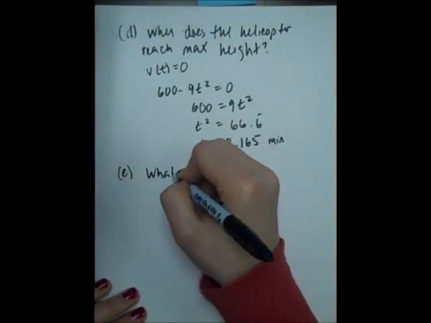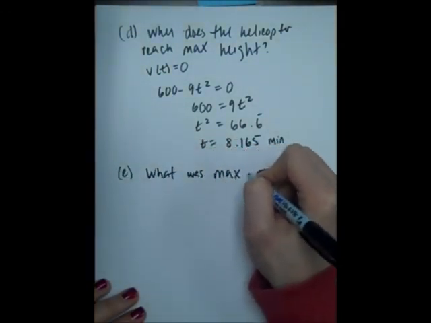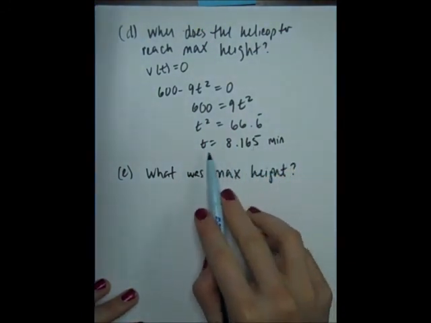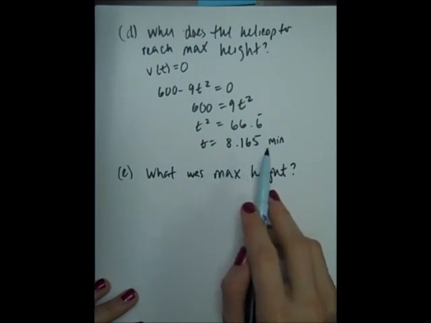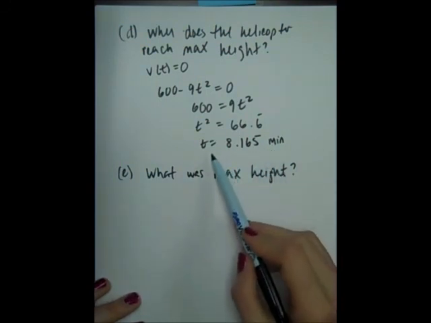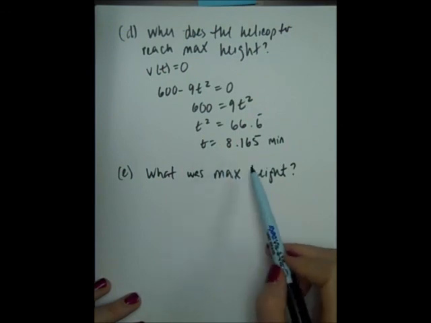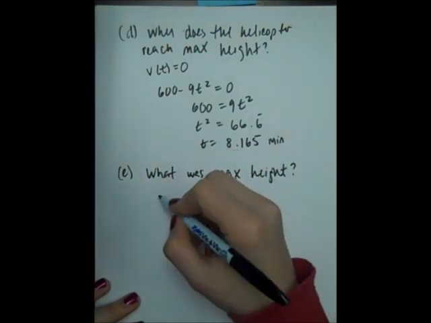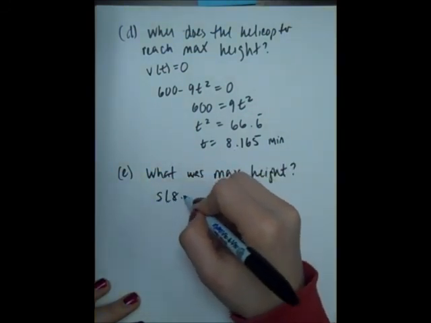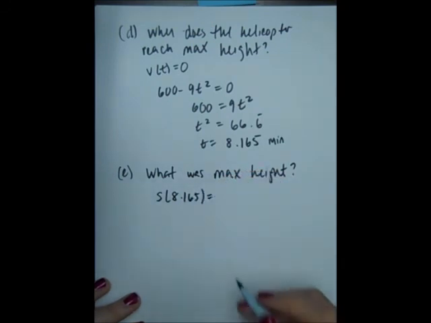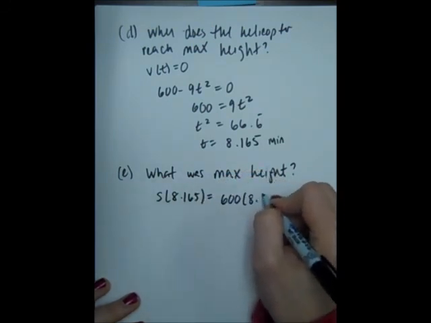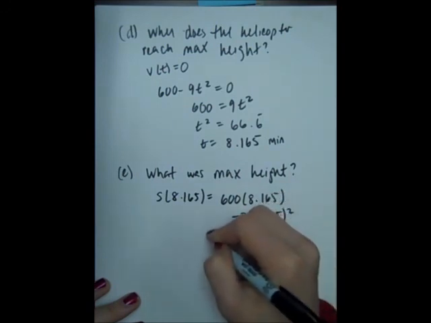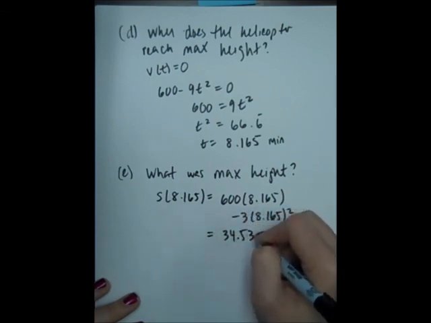What was the maximum height? So how far up in the air did the helicopter actually get? Well, we know when it happened. All I need to know is what was the actual position there. So if the maximum height occurred whenever t was about 8 minutes, and I want to know what the maximum height is, that says I should plug this t value into my position. So this will be 600 times 8.165 minus 3 times 8.165 squared, about 34.53 meters.